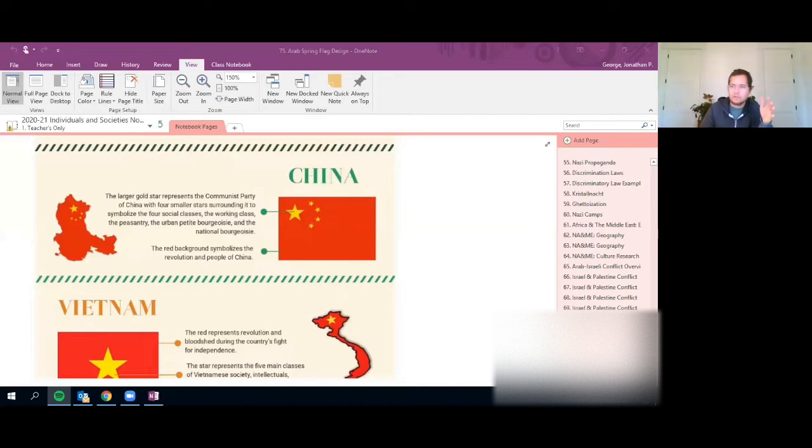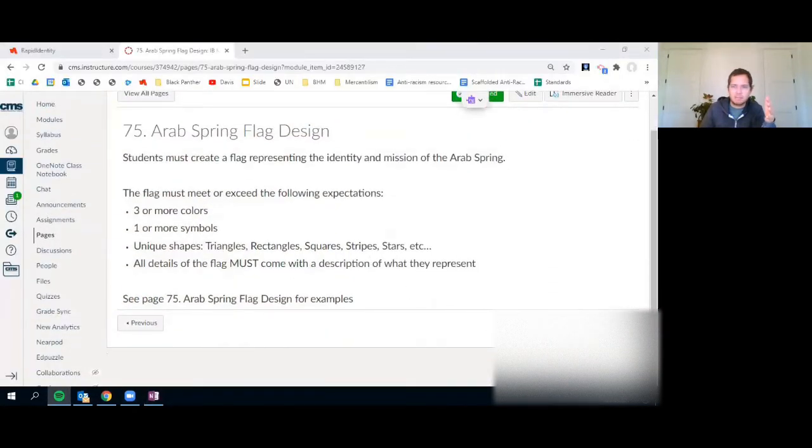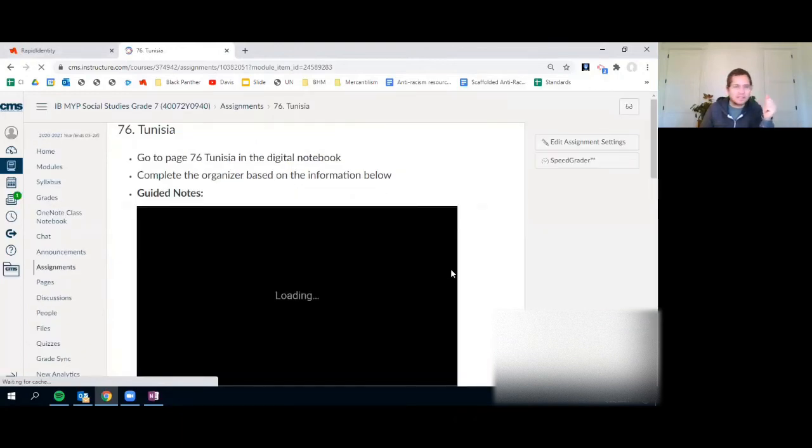So again, hopefully you had a chance to look at these flags and see the symbolism of the flags, the colors, how everything from a flag is intentional. Everything. Nobody just said, hey, I like the color blue, so I'm going to do a blue flag. It means something. Okay, so keep that in mind. Now, everybody go to page 76 in both Canvas and the digital notebook, please. Canvas and the digital notebook.